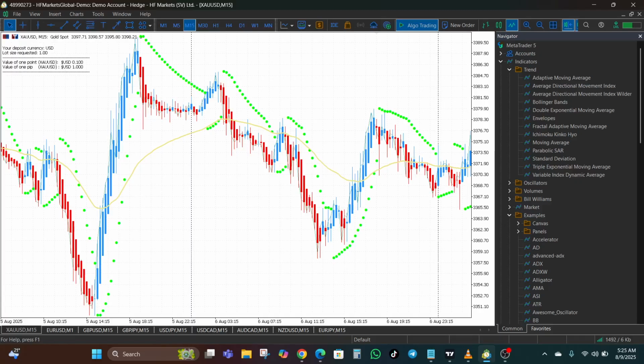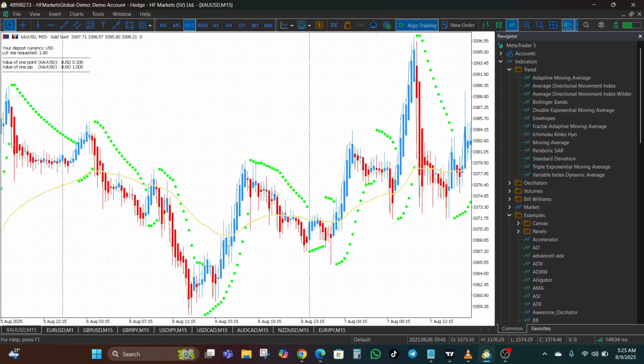Okay, no strategy works without proper risk management. So you need to keep your risk per trade at a safe level, no more than 1 to 2% of your account. This way, even a losing streak won't wipe you out. Remember, the goal is not to win every trade, but to have an edge that plays out over time. Okay, and the Heikin Ashi plus Parabolic SAR plus EMA combination works best on trending markets. So avoid ranging conditions where signals are less reliable.